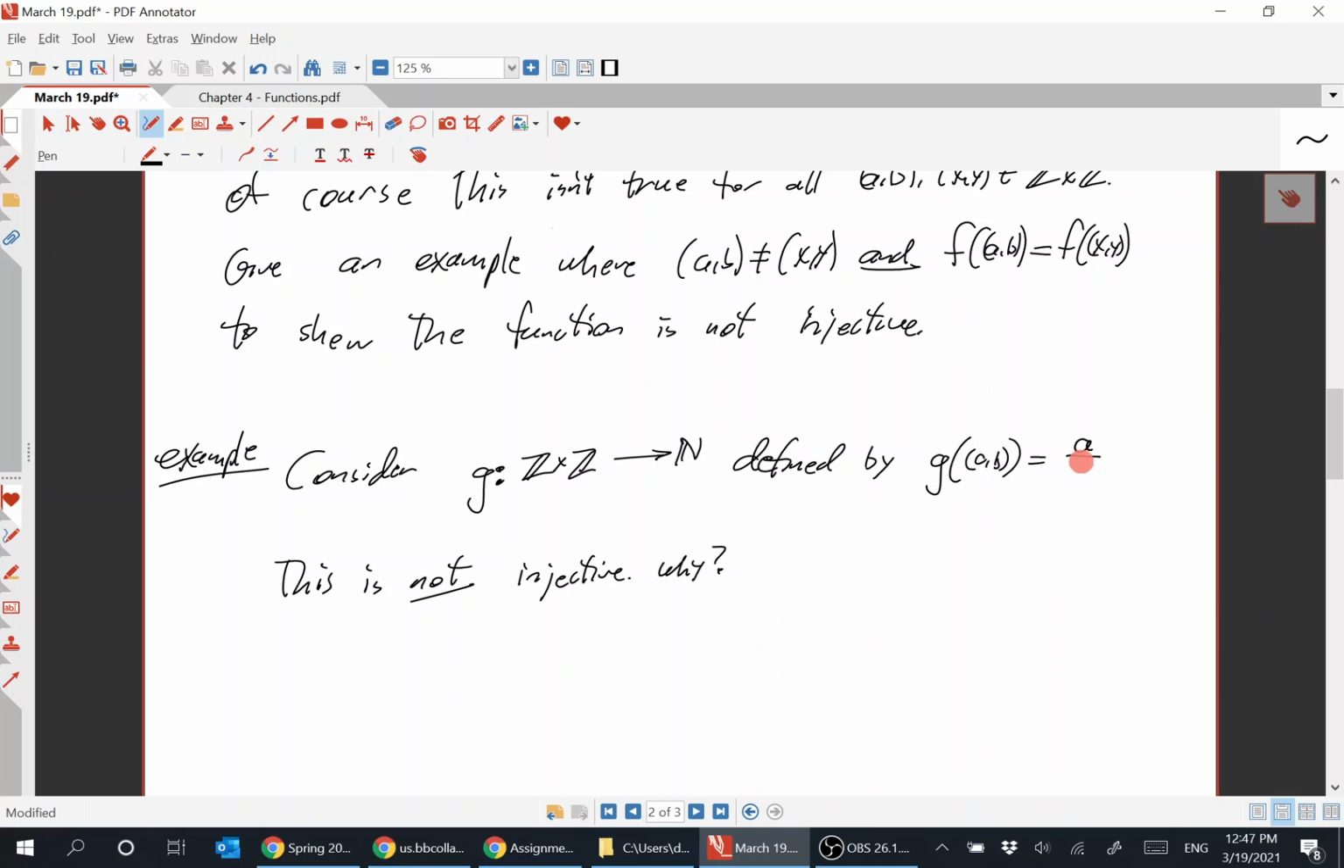Actually, let's do it like this, since we're, well, no, actually, I can't do that, because I've got to leave out the 0. Give me two pairs that are unequal, but when I apply G to it, it is equal.